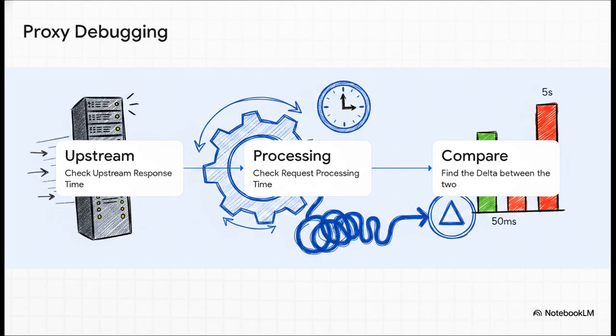Think about it. If your upstream is returning data in 50 milliseconds, but the processing time at the proxy is 5 seconds, you instantly have your answer. You've mathematically proven that the backend application code is perfectly fast, but the proxy layer or the client network connection is severely struggling to buffer the data.